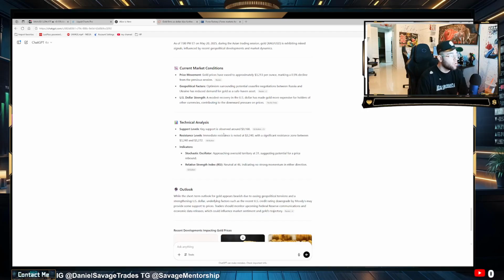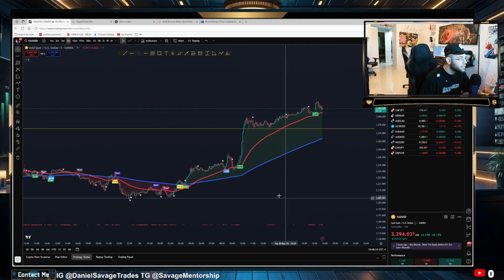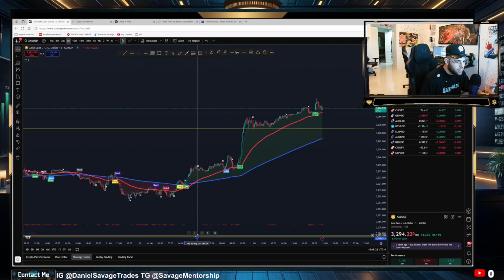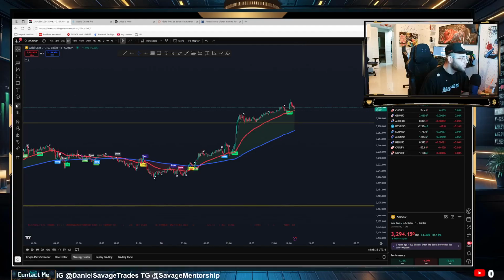Now, here comes our technical analysis. Now, we have support levels. Key support is observed around 3168. So, where's 3168? Boom. Let's draw a key level there. 3168, right there at the bottom, literally. And we have a key level there. Perfect, right? Now, it might seem a little bit too far, but keep in mind, we were just here earlier this morning, and gold went up about $70, right?